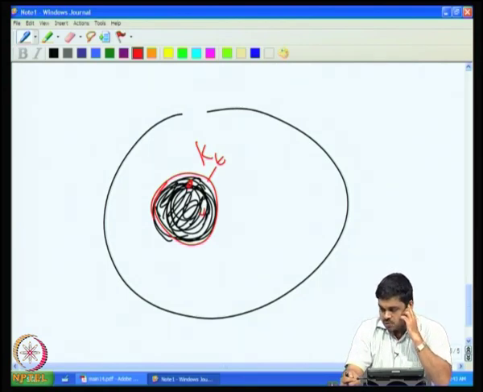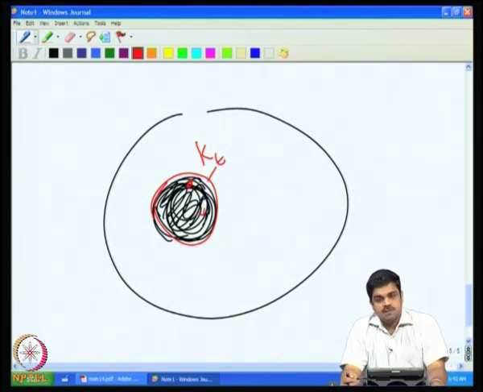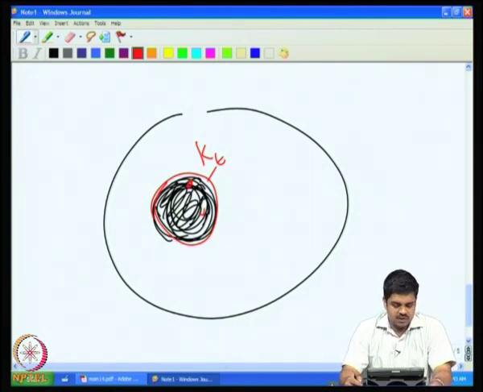For instance, is it possible that we do not have any complete subgraph? Any graph, unless it is a collection of isolated vertices, will have a K2, that means an edge. So let us say we do not have a K3 in the graph.